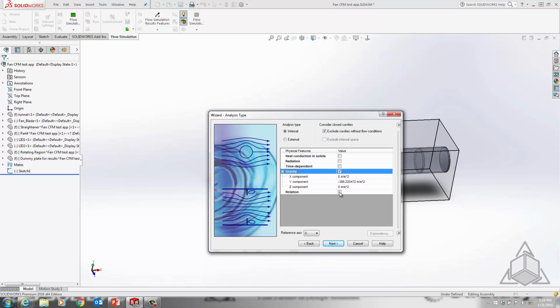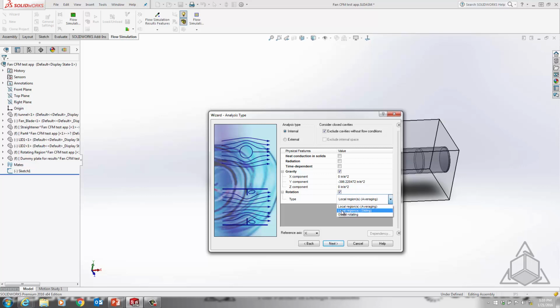Of course, I do have a rotating component in here, so I'm going to check rotation. Under rotation, you have three types: local region averaging, sliding, and global rotation. Global rotation is when your entire system is moving or rotating, which is not the case here. Only my fan is rotating, and in turn it's rotating the air. So that leaves us with local region averaging and sliding.